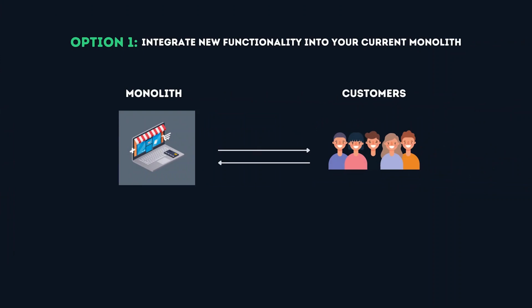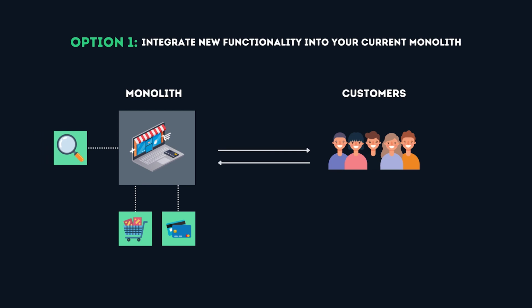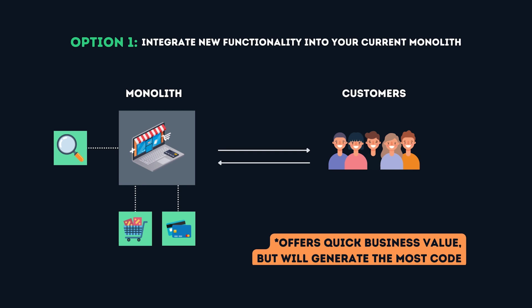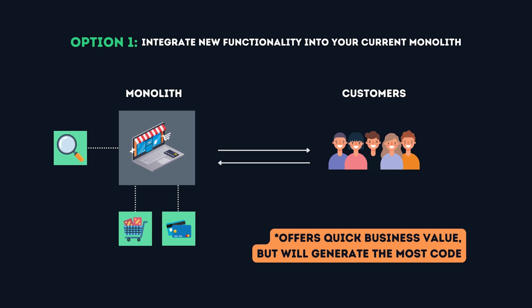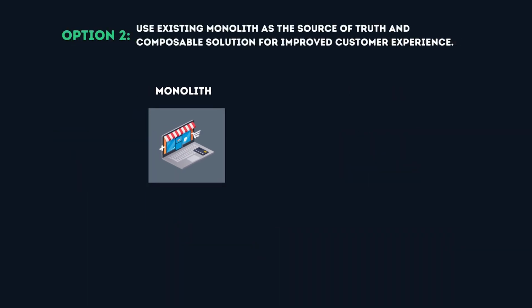One way is to integrate the new or replaced functionality directly into your existing monolith. Think of it as adding a cool new gadget to your tech stack. For instance, swapping out your standard search bar for a powerful API-first advanced search feature. Though it can offer quick business value, be mindful that in the long run, it'll generate the most code that'll eventually be thrown away.